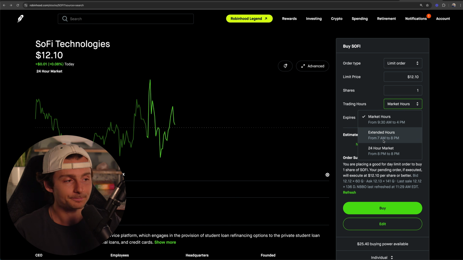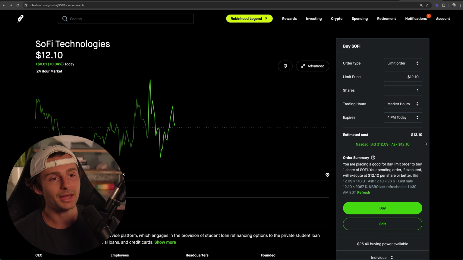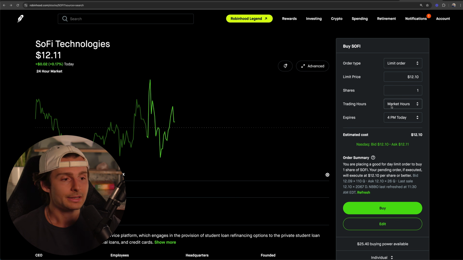Same thing with the sell side. So I think it's worth mentioning that. It could be useful in the grand scheme. Not a huge deal for most people, but you should know it.